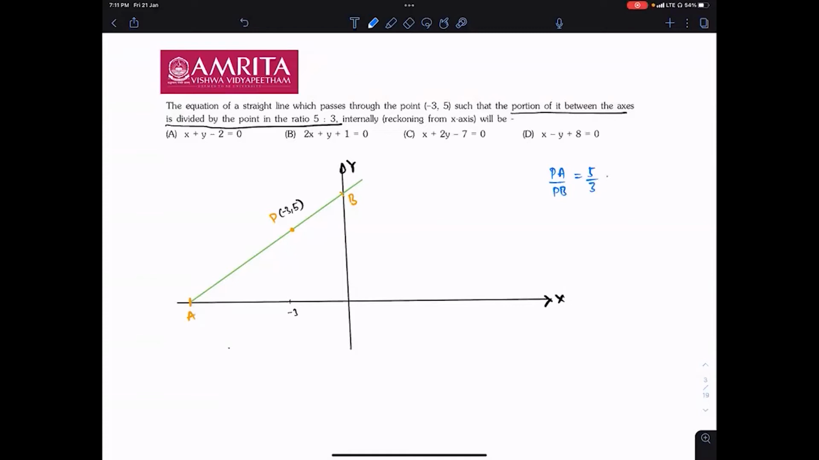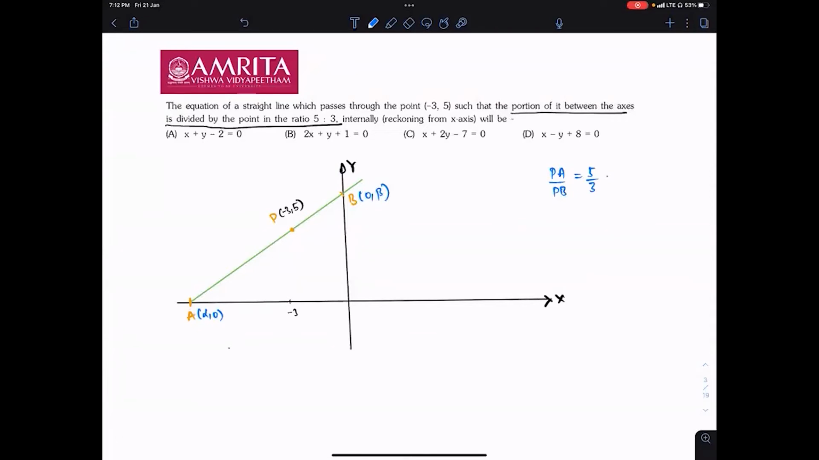See, actually you may say, sir, I will draw like this. Yeah, but if you draw like that, then PA by PB need not be 5:3. There will be one such line where PA by PB will be 5:3. We want exactly that particular line. So at this point, I can take (alpha, 0). This is (0, beta). Very simple. If you know alpha or beta, you can write this line equation.